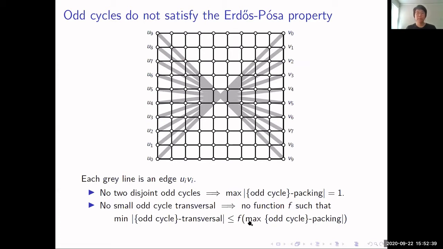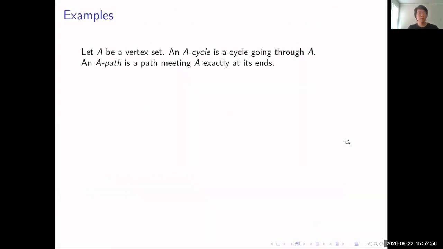So the maximum size of a packing is just 1, but the minimum size of a transversal can be arbitrarily large in relation to the size of a packing. So the family of odd cycles does not satisfy the Erdős-Pósa property. Okay, but now let's look at some examples where they do satisfy this property.